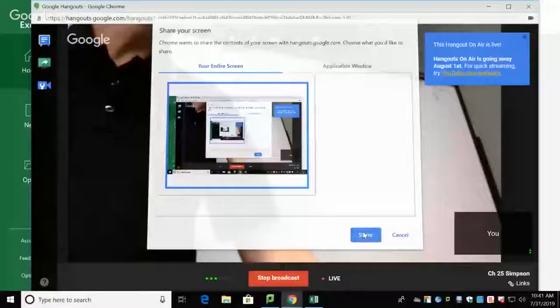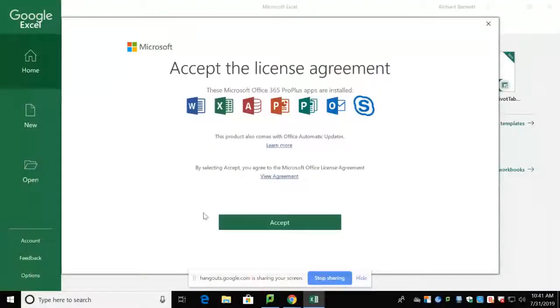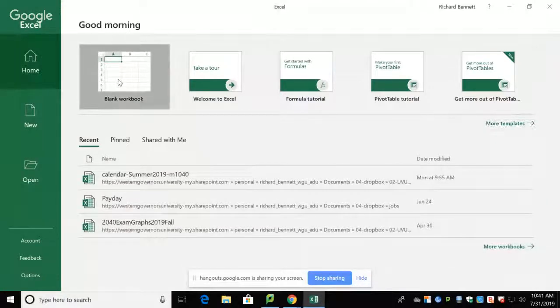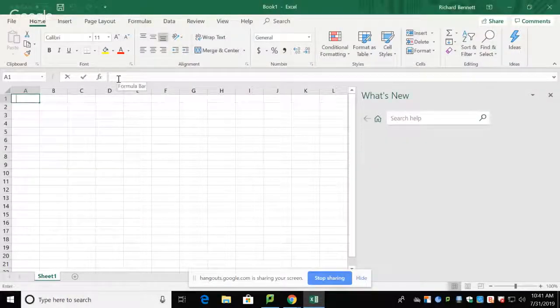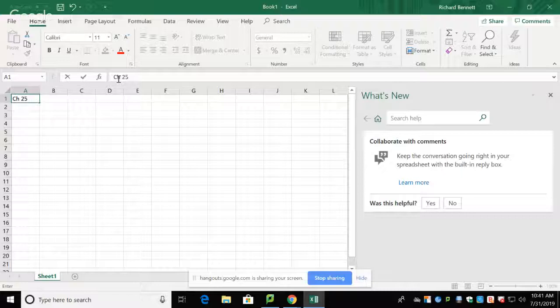Okay, so we're sharing because this camera that we have can't see anything. So I'm going to try to type most everything on here. Okay, so chapter 25 is the chi-square test of independence.